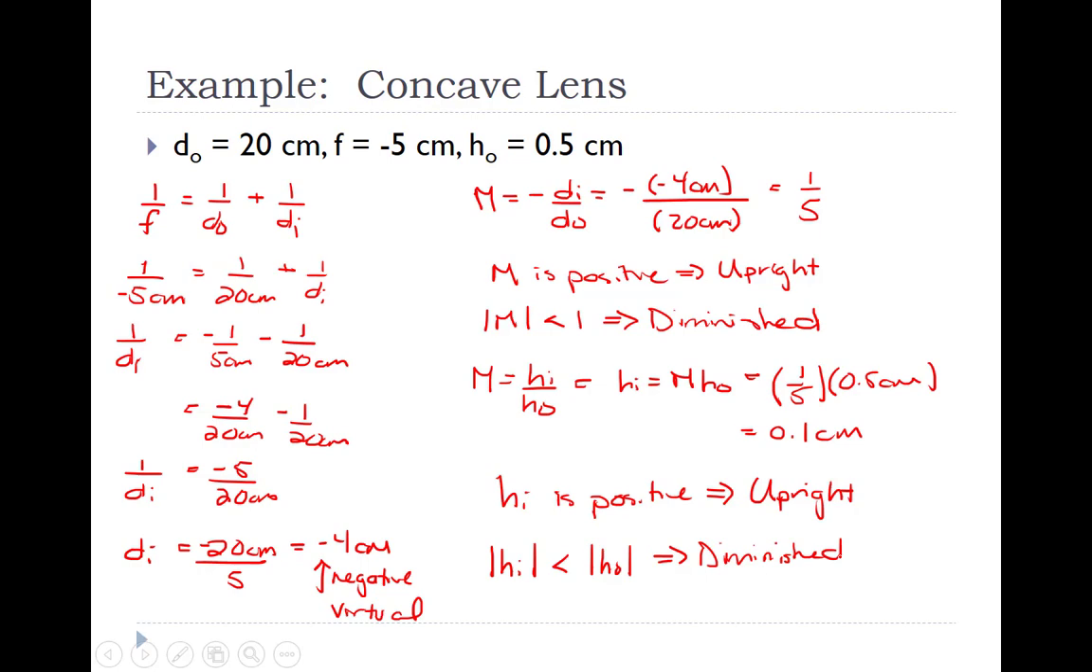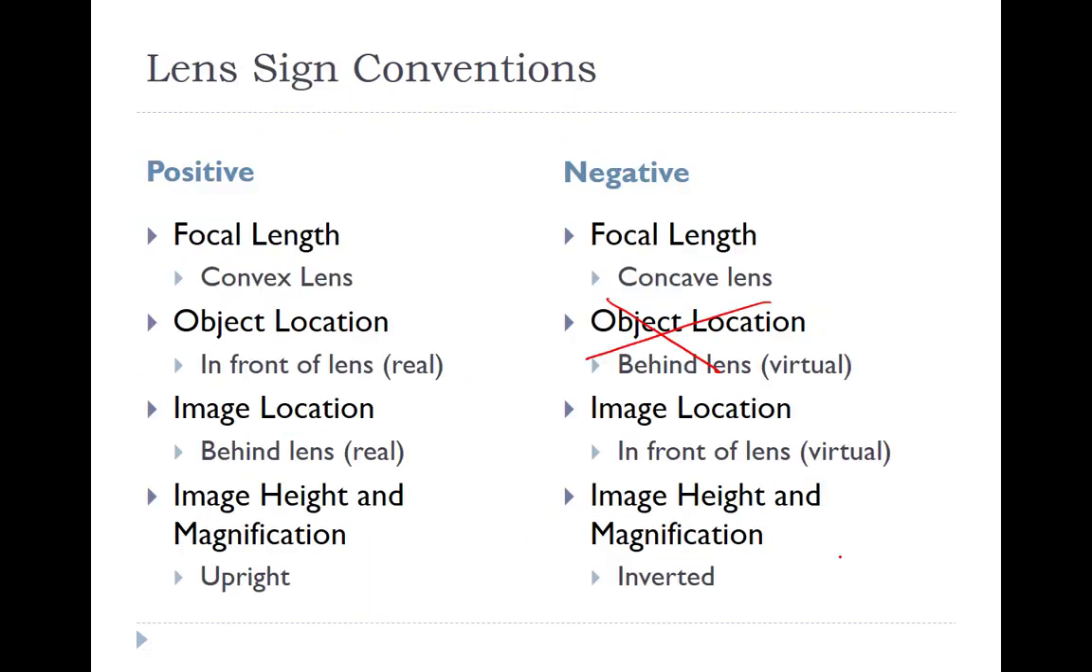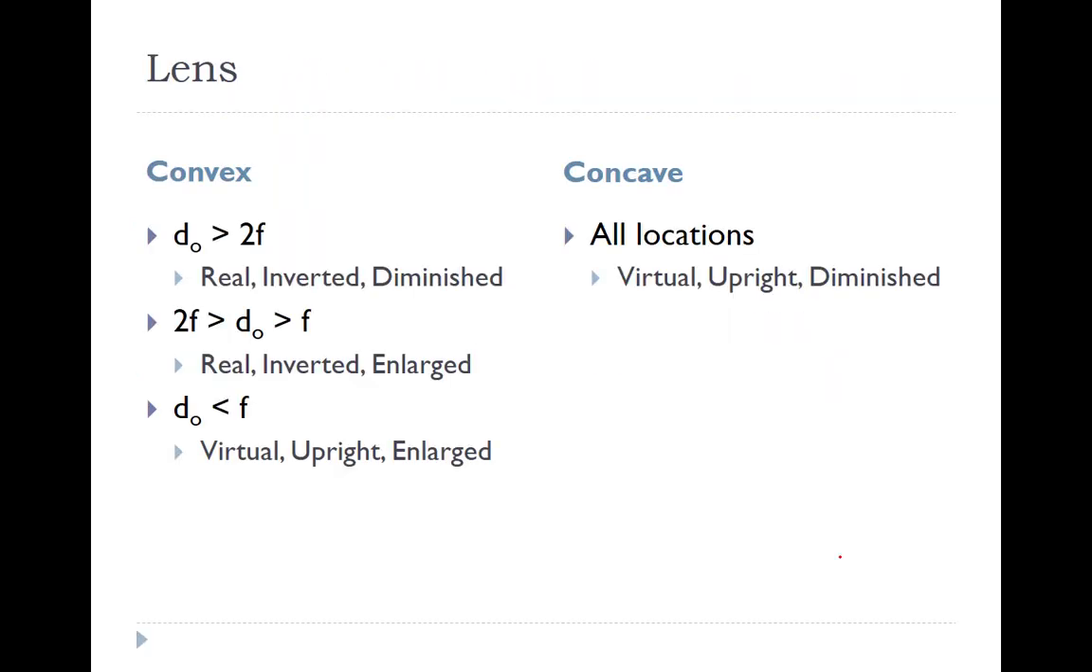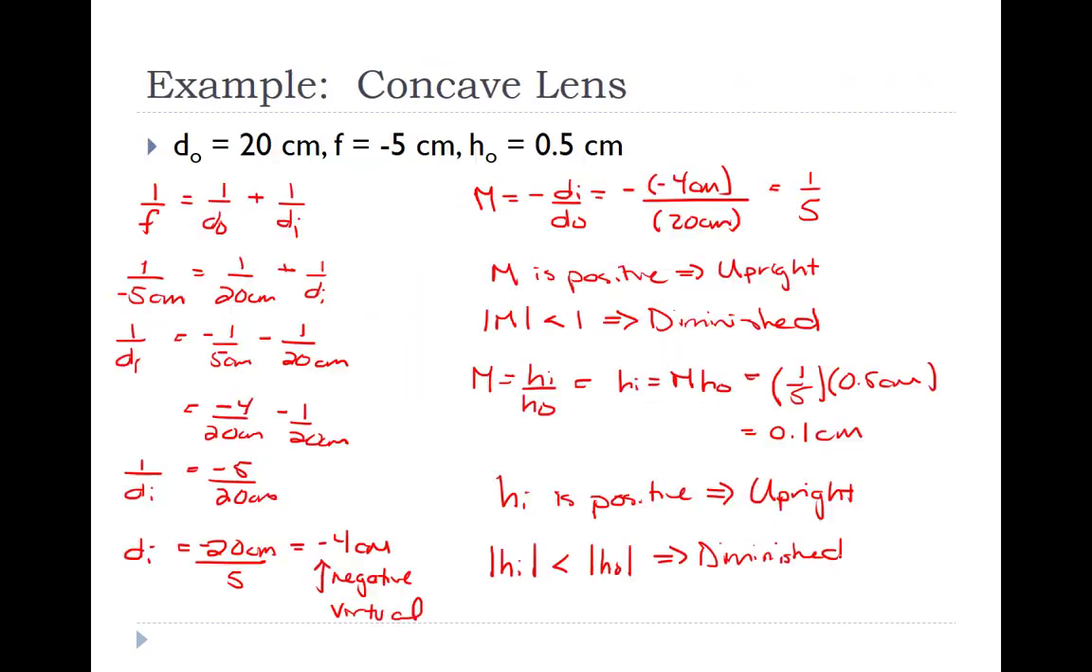Okay. If I go back a couple of slides and look, I see that a concave lens can only give me a virtual upright diminished image, which is consistent with what I just got from my calculations. This is a virtual upright diminished image.